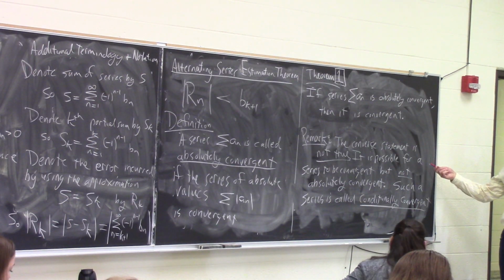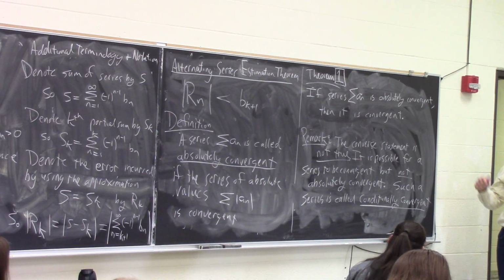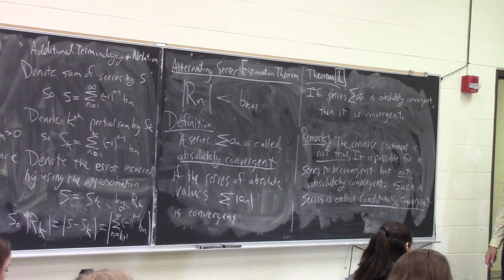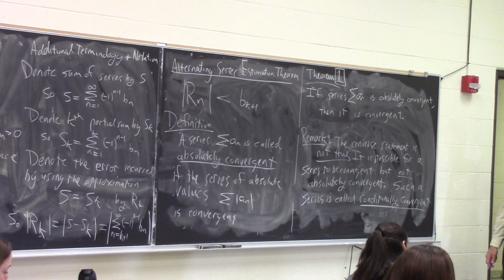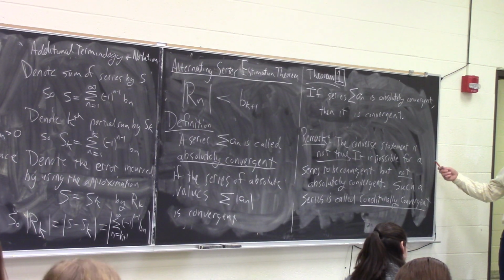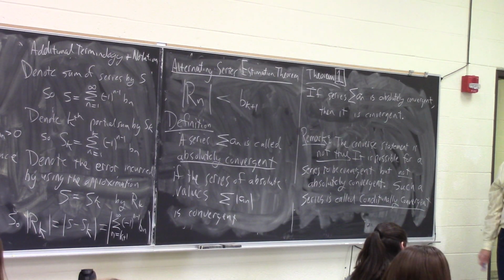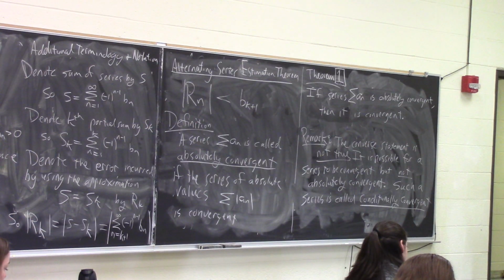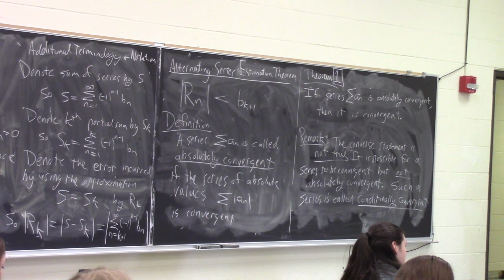It's possible for a series to be convergent, but not absolutely convergent. We've actually seen series like that. So if you have a series that has that property, that it's convergent but not absolutely convergent, that's going to be called conditionally convergent. Okay, and then here I've got some stuff we'll discuss in part 2.